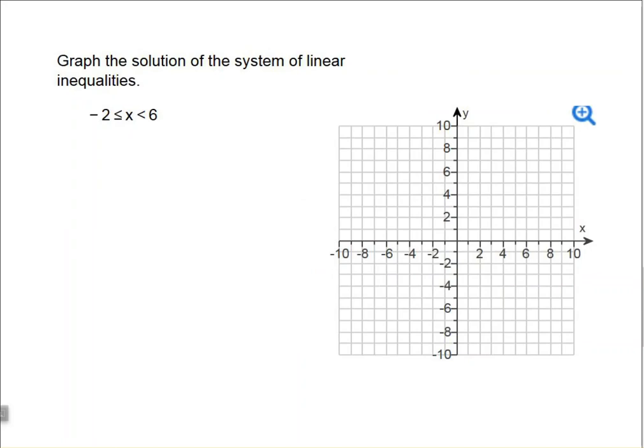Okay, what about this one? This one we have to graph the solution of the system of linear inequalities. So we have a compound inequality, and we know that it's an and compound inequality because we don't see the word or. So we have x is greater than or equal to -2, and x is less than 6.